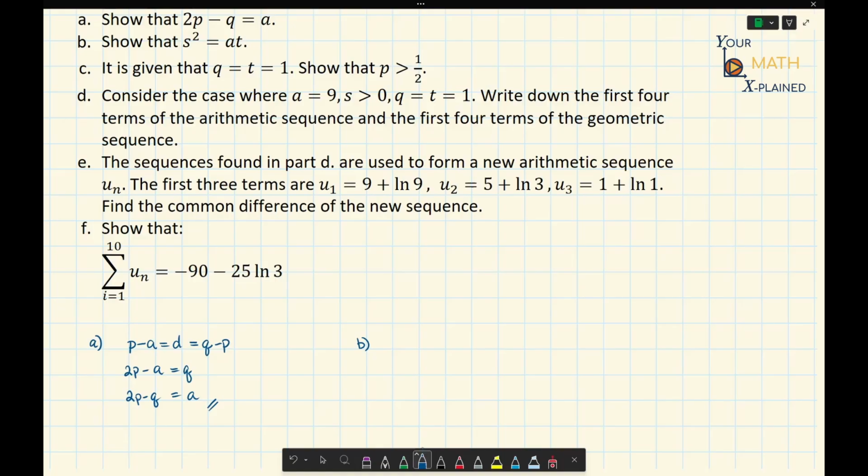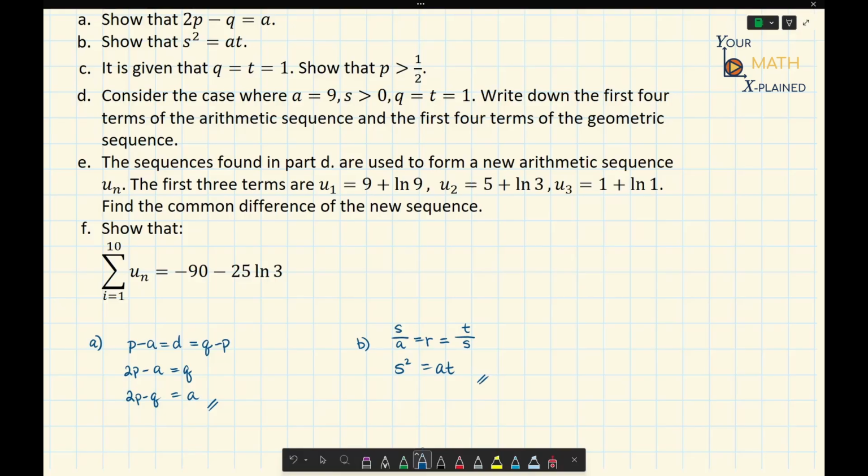So that means we're going to take the second term, dividing it by the first term, and that is going to be equal to the common ratio r. But that must also equal the third term, which is t, divided by the second term, which is s. Now multiplying both sides by a and then by s is going to give us s squared is equal to a times t, which is exactly what we're trying to show.